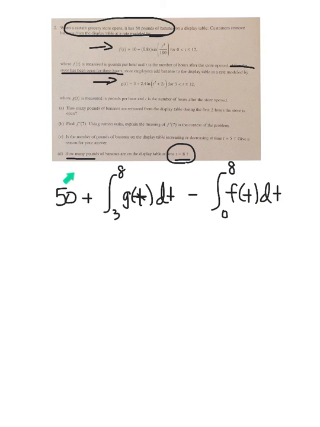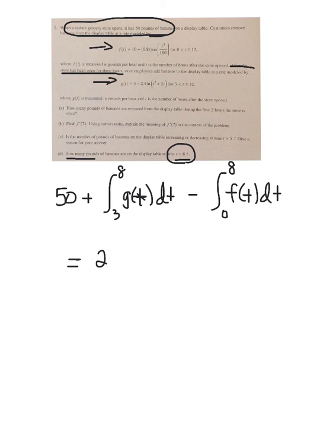Okay, and don't forget, this is the initial amount of bananas on the display table, so that always has to be there as well. Now the rest is calculator work. You're going to put this in your calculator, and then you're going to put this in your calculator, and just work the whole thing out. Okay, see what you get. Pause me.